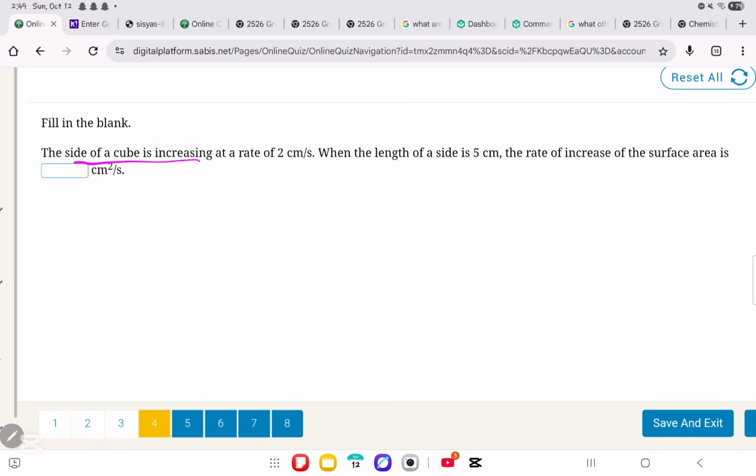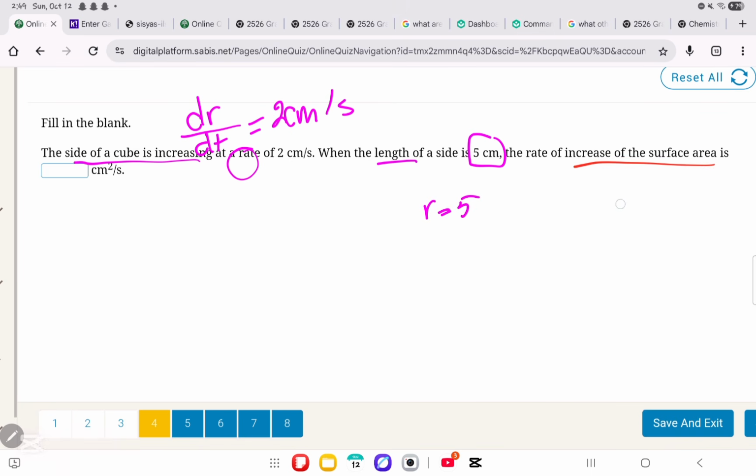A side of a cube is increasing. If you don't like to use any other substitute than dr over dt, then feel free to use it, okay? It's increasing at a rate. That means dr over dt is 2 centimeters per second. When the length of a side is 5 centimeters, that means r is 5. The rate of increase of the surface area, so they want to find ds over dt. So how do we find that?